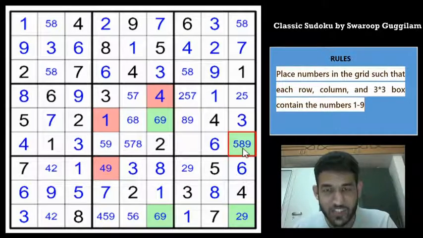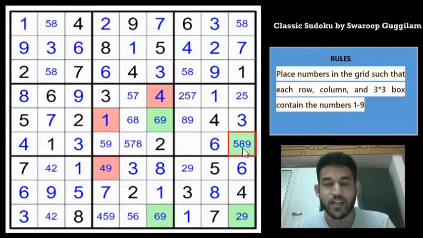If you find this logic, you don't need to use any complicated chains or anything. This logic is termed or coined skyscraper logic.